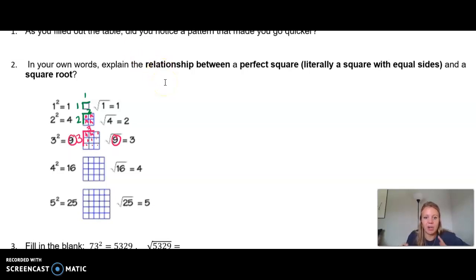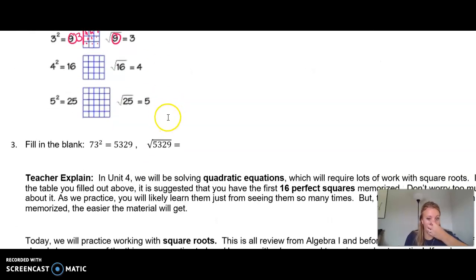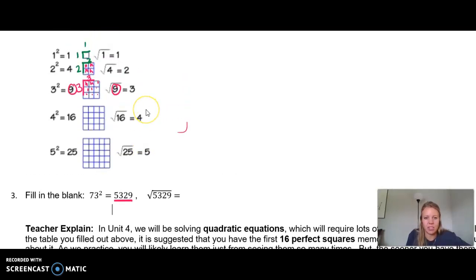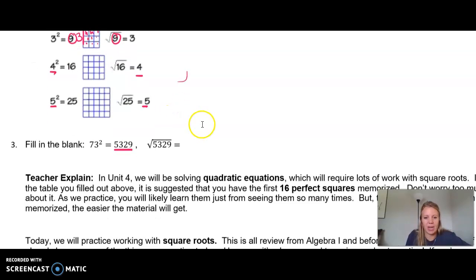So literally a perfect square is when we have sides that are the same length. And when we square it, we in a way get the area, right? Like how many little squares do we get on the inside that are all that size? So let's see if we can fill in the blank on this one. If 73 squared is 5,329, then what do we think the square root is? Well, looking back at these, square roots gave us the same number that we squared, right? So when I take the square root of this number, I think I'm going to get 73.